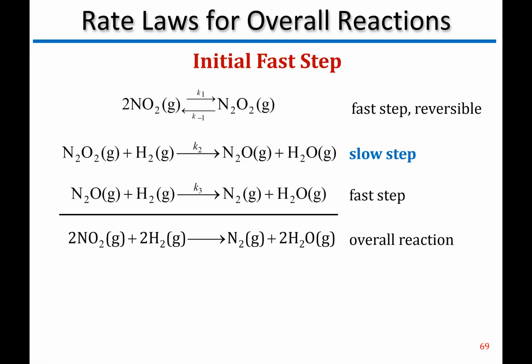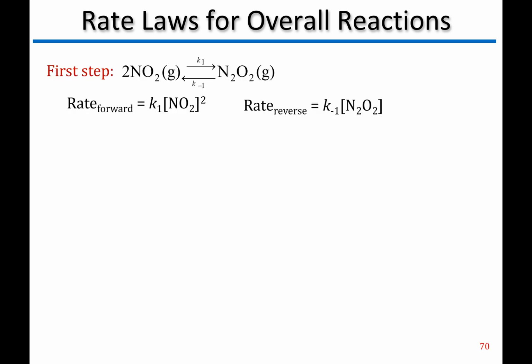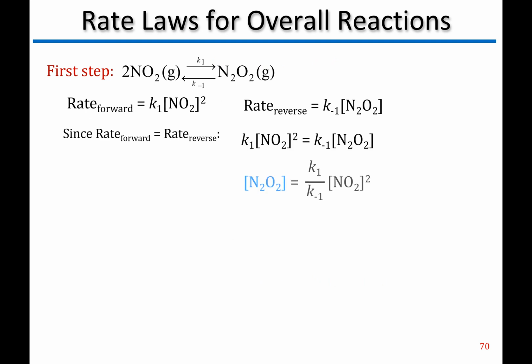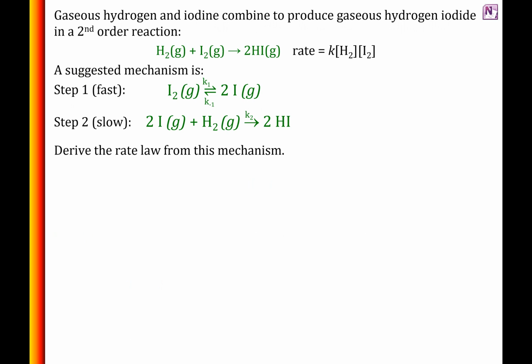Here they've told us which one is the slow step. So here we have NO2 reacting with hydrogen to give us N2O, N2, and H2O. If we wanted to determine the rate law for this overall reaction, we would find the slow step and write the rate law based on that. So the rate law would be k times [N2O2] times [H2]. And what's interesting here is it actually contains an intermediate.